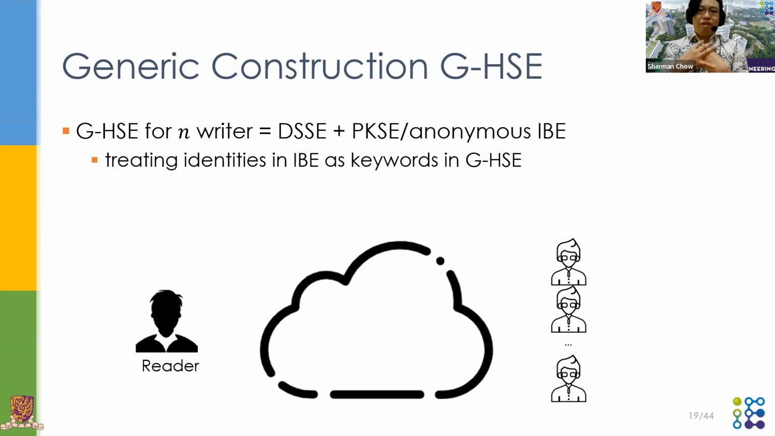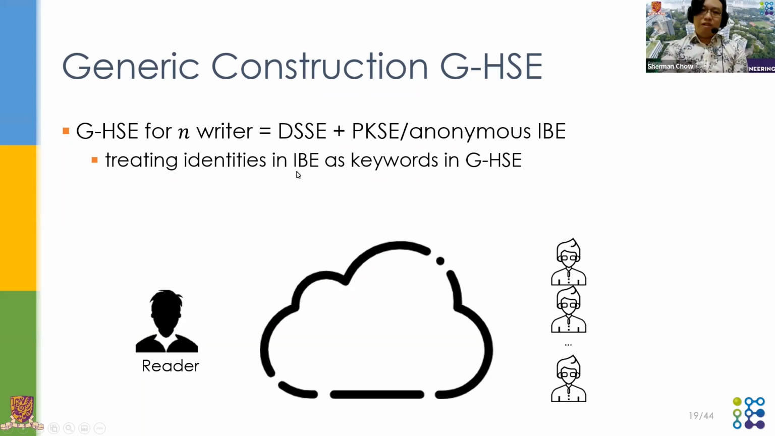So we start with this GHSE. G stands for generic construction, so that is like the baseline construction. If you have been thinking about that, it may already be in your mind, but let me spell it out. This GHSE is for n writers, where n is a system parameter. Basically, it just combines DSSE and PKSE in the form of anonymous IBE in a hybrid encryption manner. Here, I will just say there's an IBE instead of spelling out PKSE or anonymous IBE.